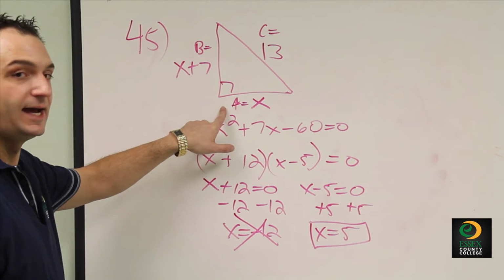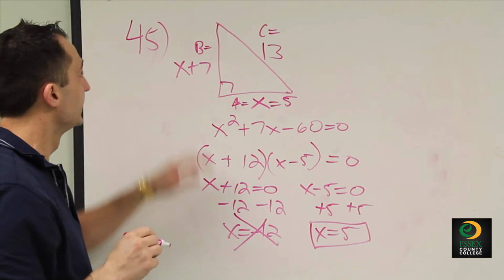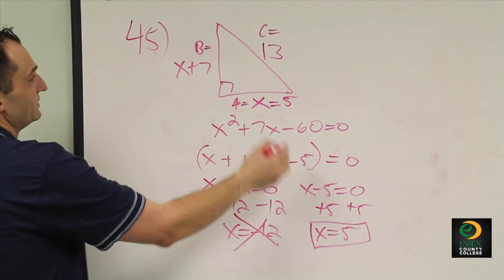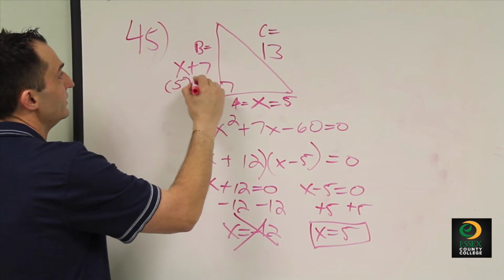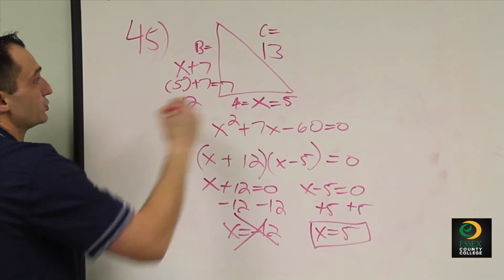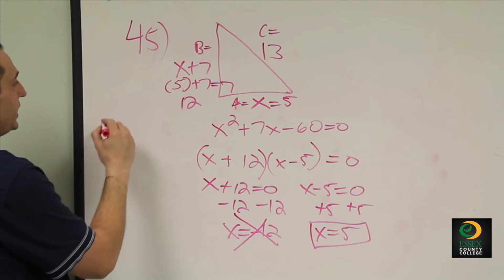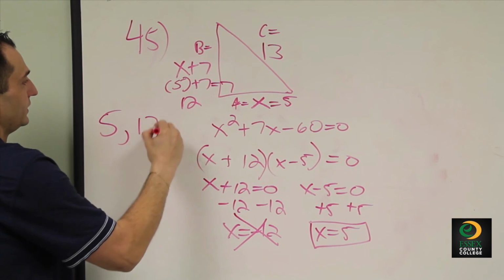So we now know that a is equal to 5 for one of our sides. And in order to get the other side, we're going to simply substitute the 5 in for the x and do 5 plus 7, and we're going to be left with 12. So in conclusion, for 45, the two sides of the triangle are 5 and 12.